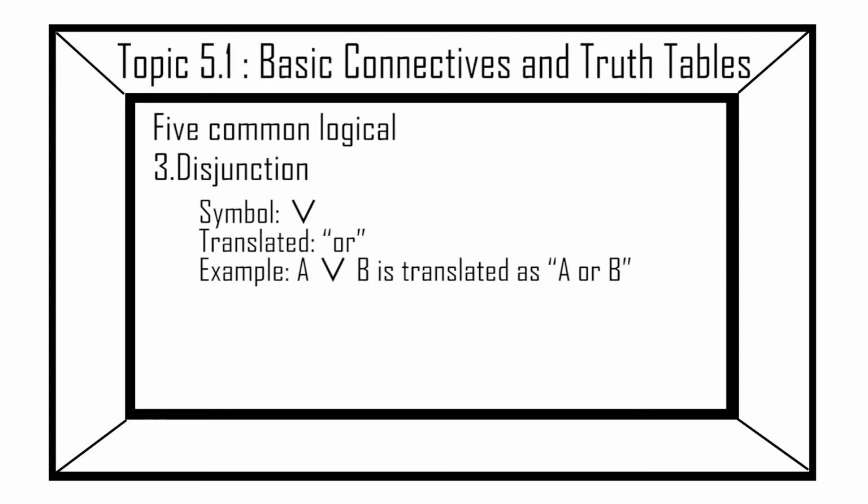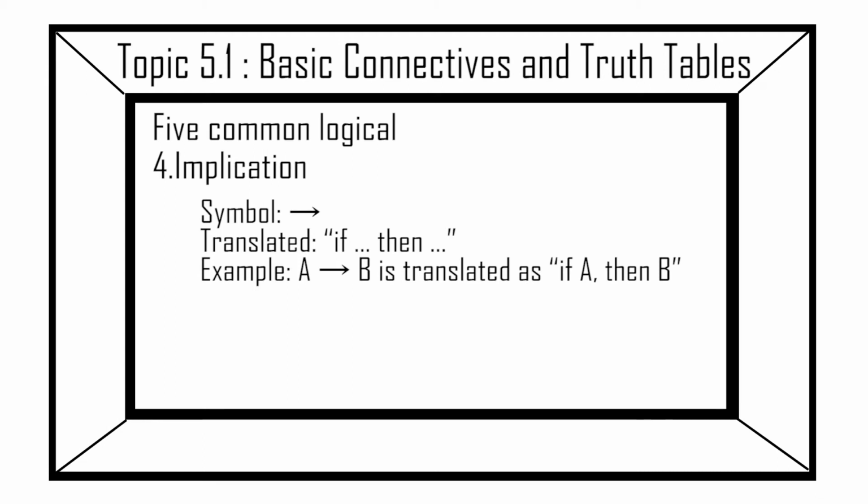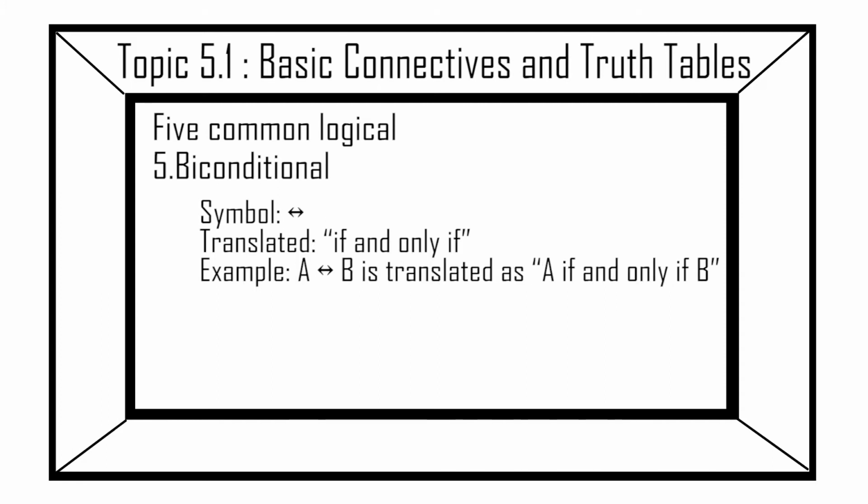Next is disjunction. Disjunction is translated by or. For example, A disjunction B is translated as A or B. Next is implication. It is translated as if, then. For example, A implication B is translated as if A, then B. And lastly, biconditional. It is translated as if and only if. For example, A biconditional B is translated as A if and only if B.